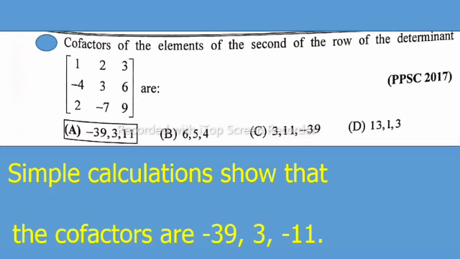Next, second row, third element, that is 6, so second row, third column, neglect, that is minus 7, minus 1 power 2 plus 3, so minus 7 into 1, minus 7, minus 2 times 2 is 4, minus 7 minus 4 is equal to minus 11. So minus 11 into minus 1, that is equal to plus 11. So option A is correct, which is the required solution.